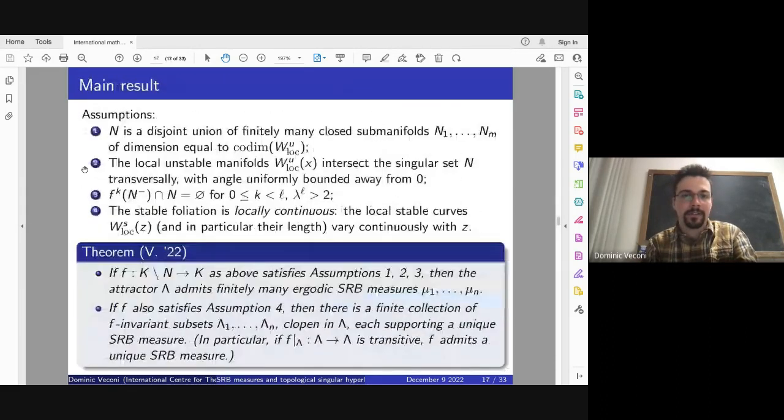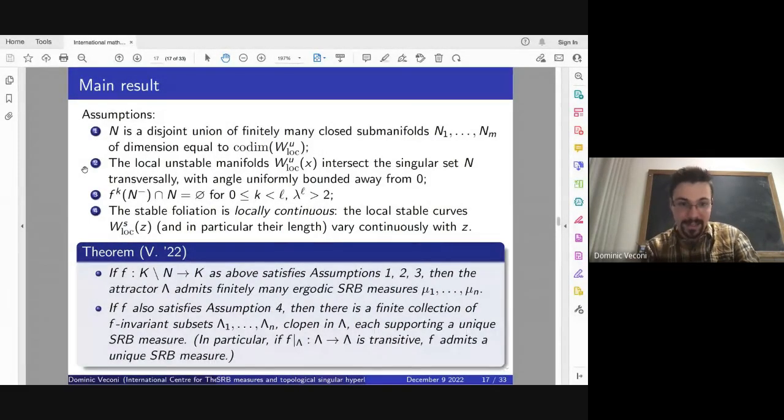And if you have all these assumptions, then actually we can show that the attractor admits at most finitely many ergodic SRB measures. But not only that, if F also satisfies assumption 4, this notion of local continuity, that the local stable curves vary continuously with your base point, then there's a finite collection of F invariant subsets, Lambda 1 through Lambda n, which are clopen in the attractor Lambda, and each supports a unique SRB measure.